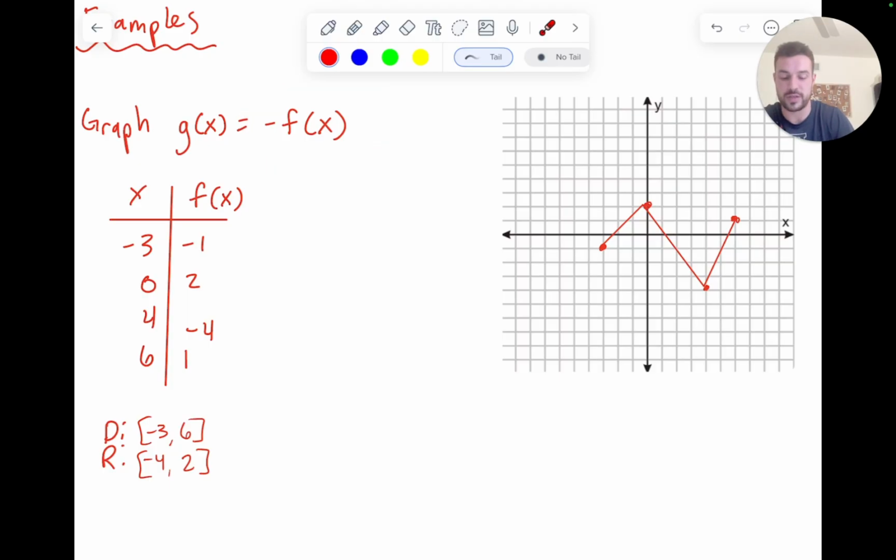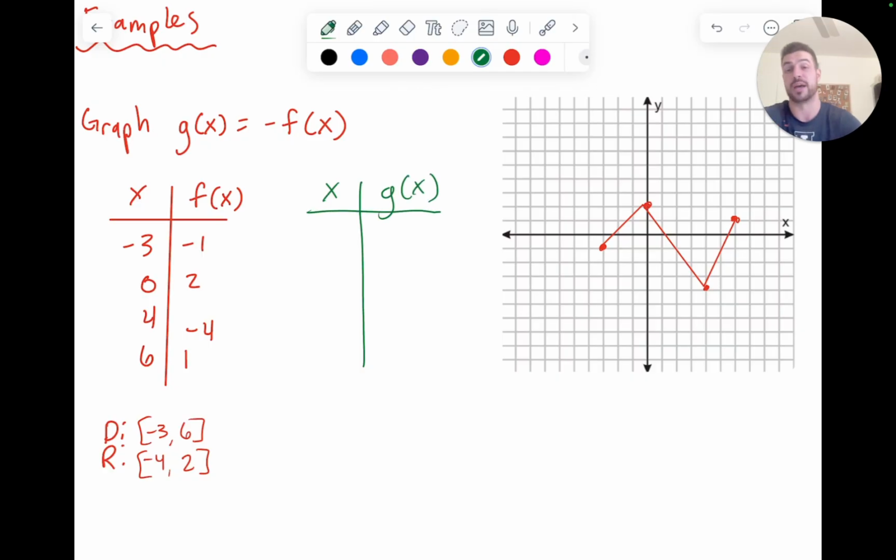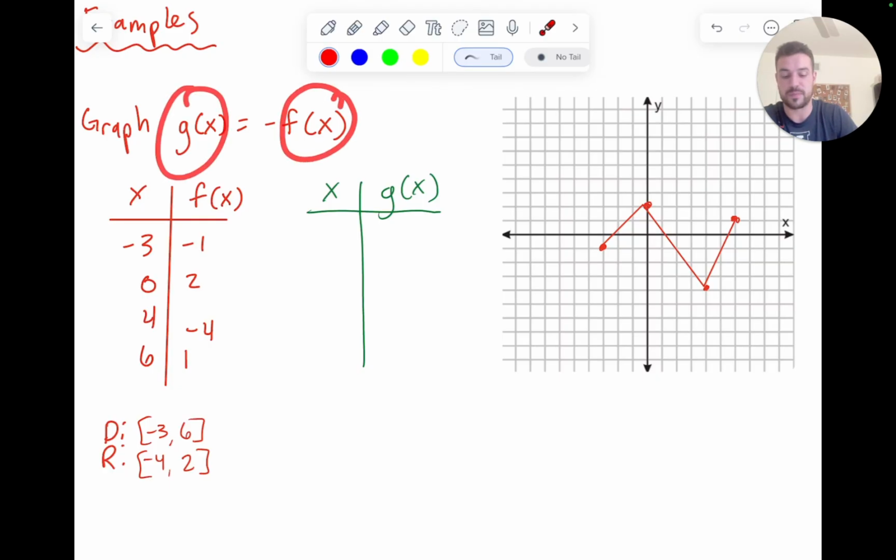All right, if you notice, our outputs, remember we don't use y anymore, we're using f of x, is labeled as f of x. So g of x is going to be the exact same thing, but we don't have any f of x values, we have g of x. That's now what our function is going to be called. Well, we know g of x is really the same thing as f of x, except the outputs are going to be opposites. They're going to be reflected vertically.